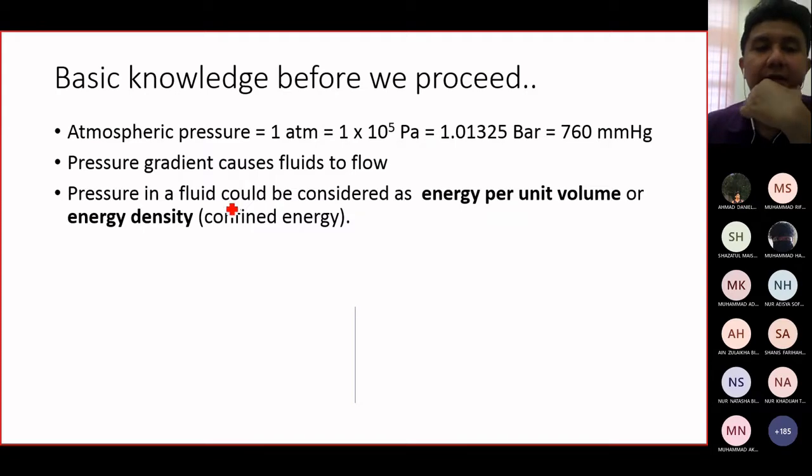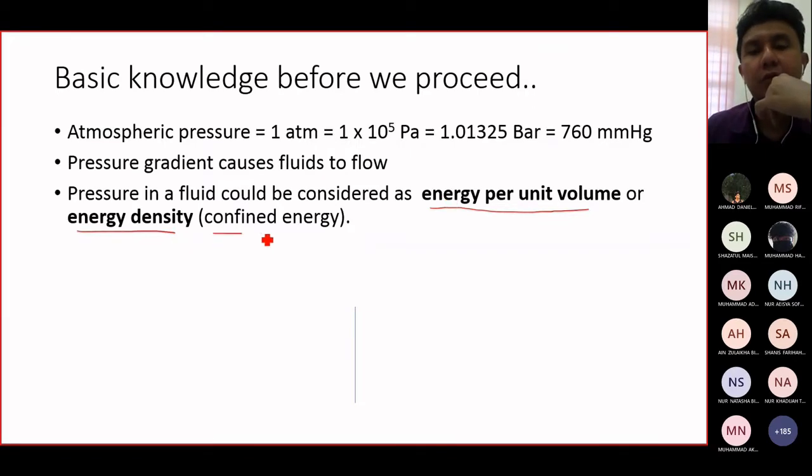Now, pressure in a fluid could be considered as energy per unit volume or energy density, also called confined energy. So meaning pressure is also a form of energy. It is energy per unit volume.